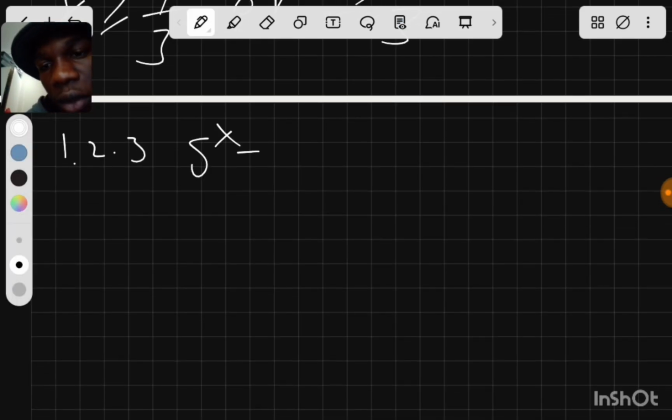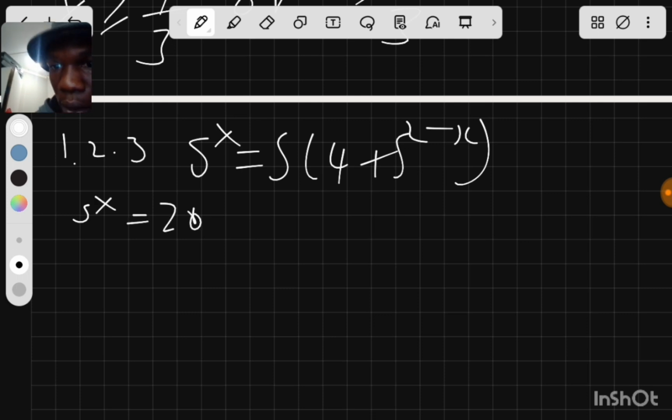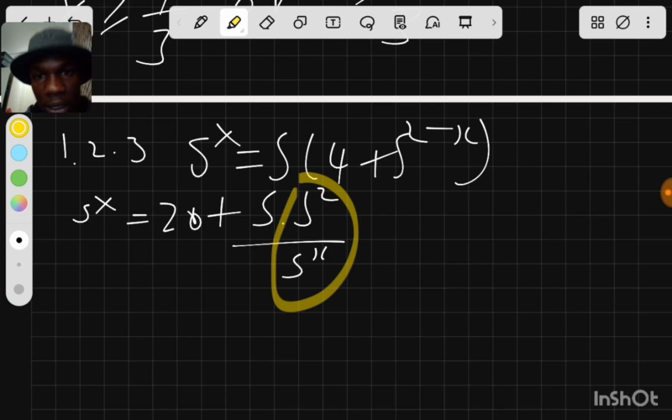So we have 5 to the power x is equal to 5 into 4 plus 5 into that. Then here we're going to have 5^x is equal to 20 plus 5 times 2 over 5^x. If you want to recall, this is a law of exponents. What happens here? These are the laws of exponents.